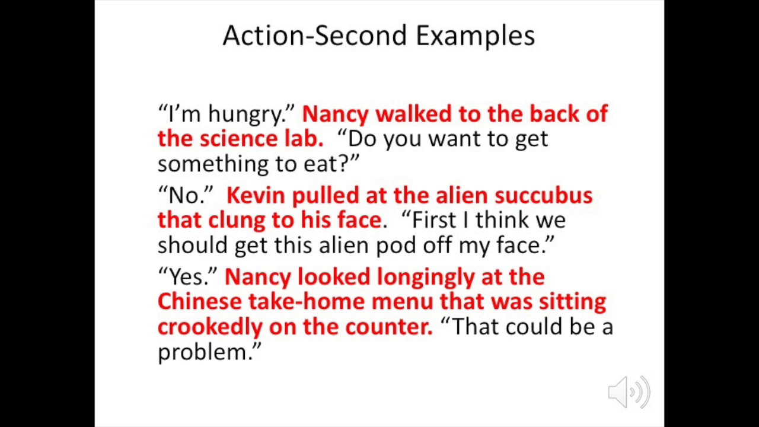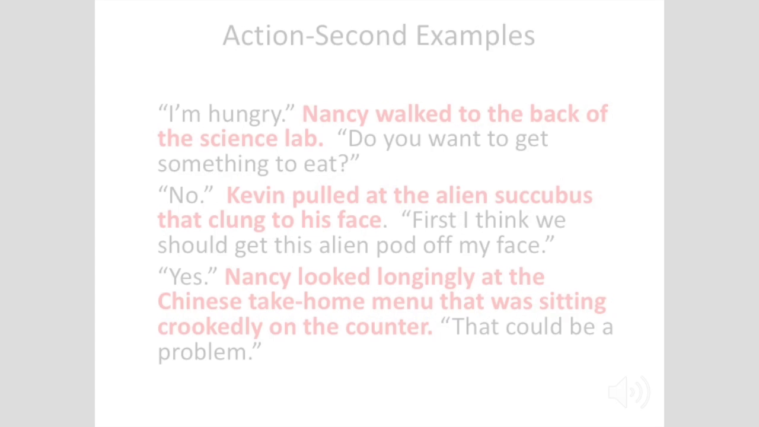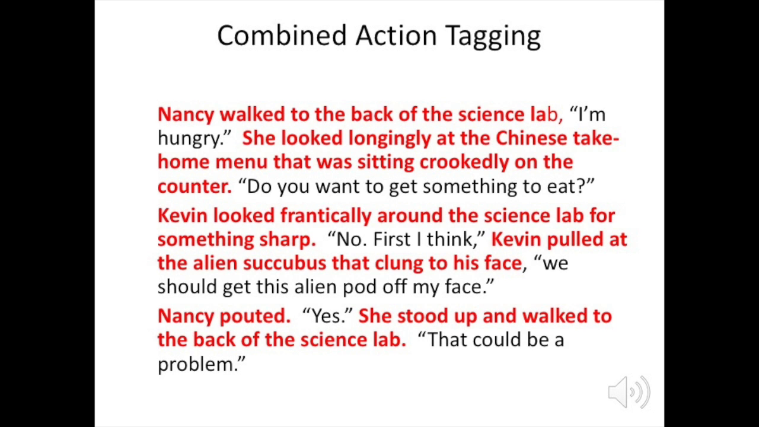So in these examples, again, you have the dialogue in the first position, the character's action in the second position, and then you could either follow that with more dialogue or just end it with the character's action. Now, a writer will also combine these two types of action tagging, like in this following example.